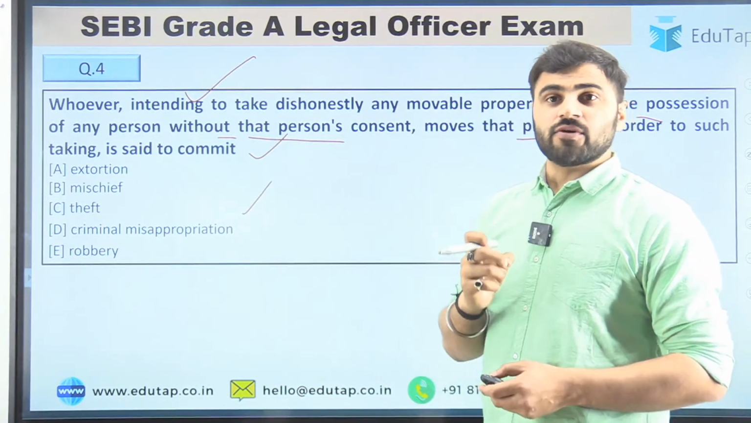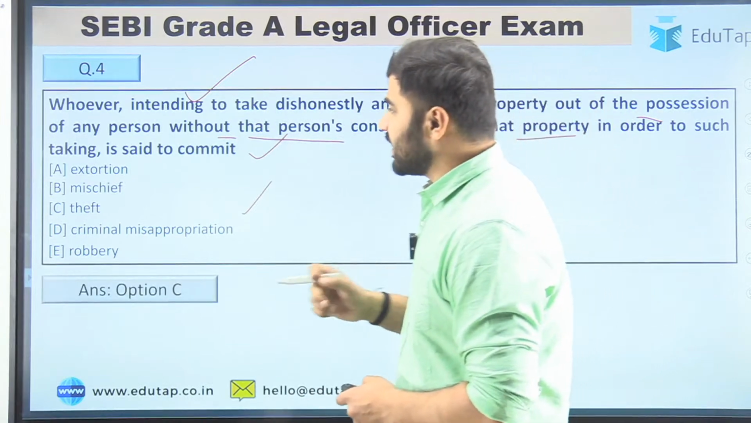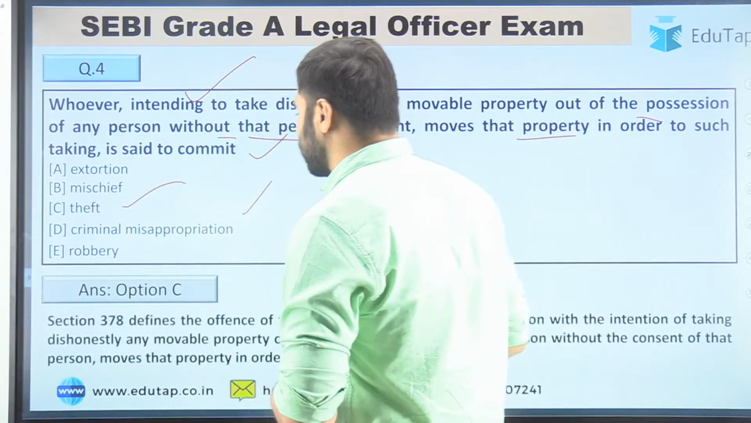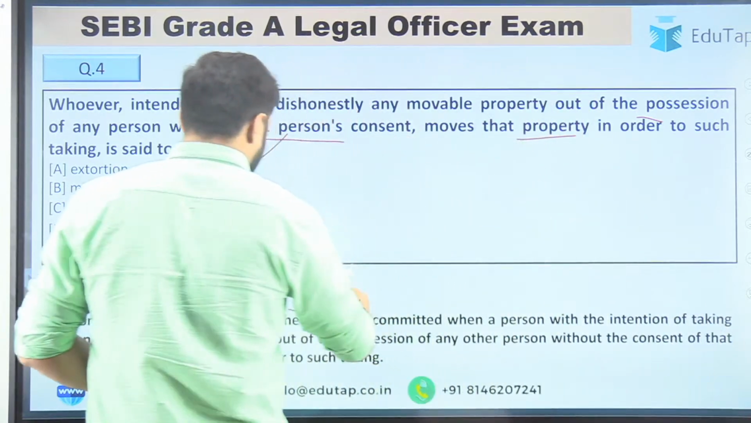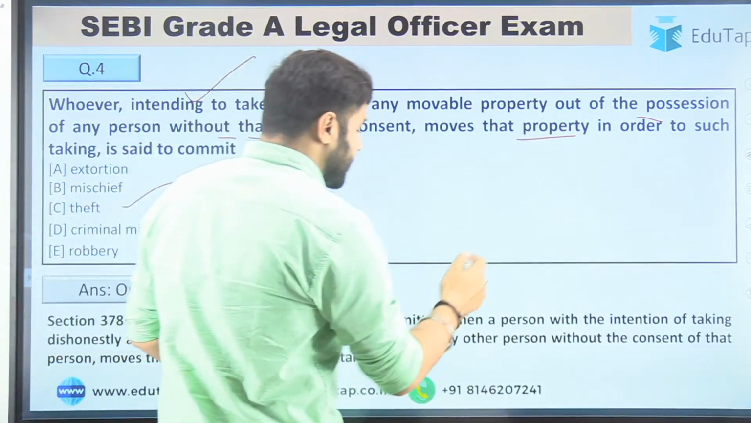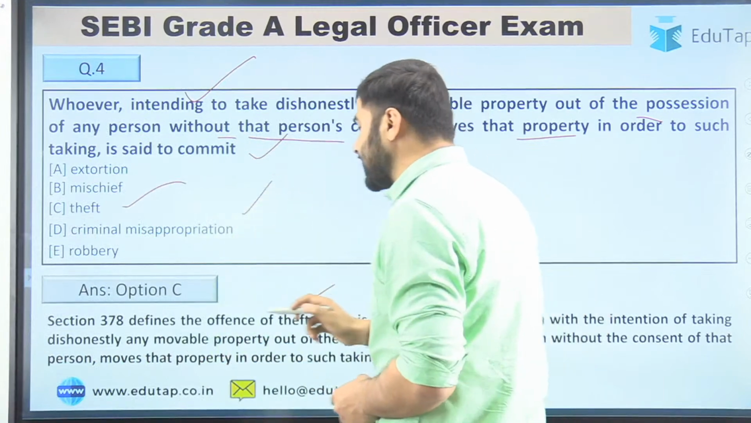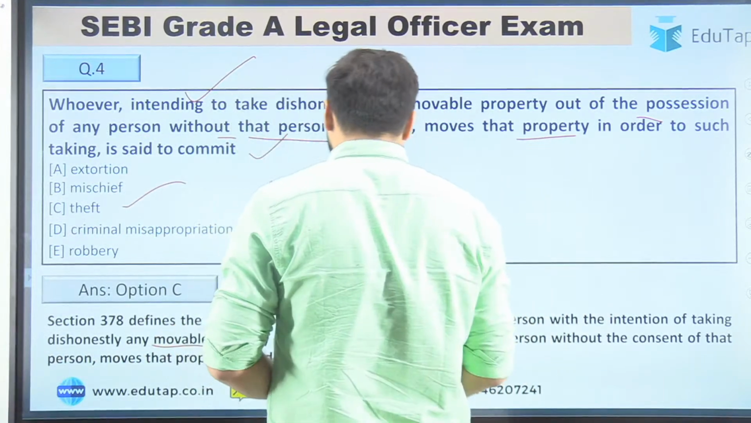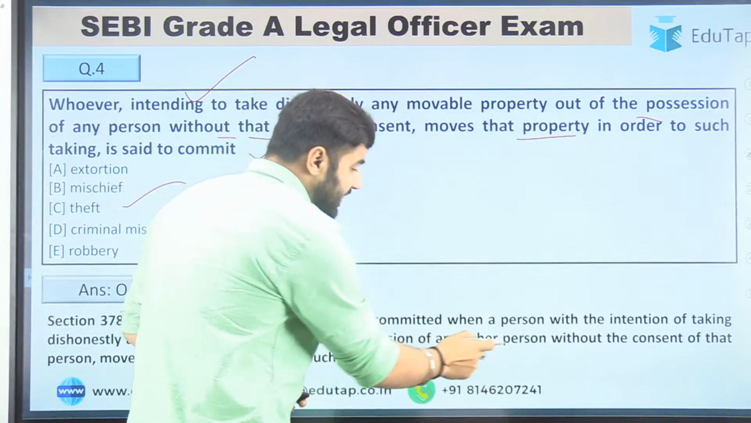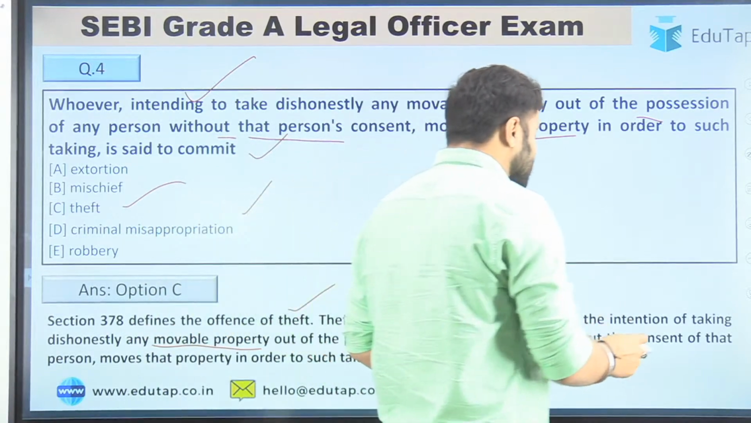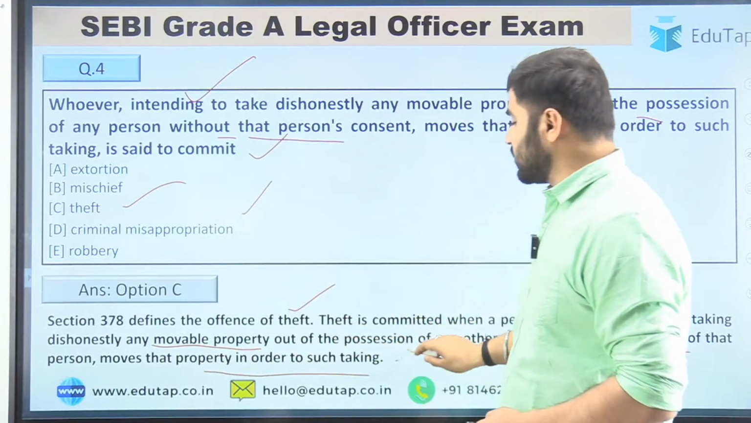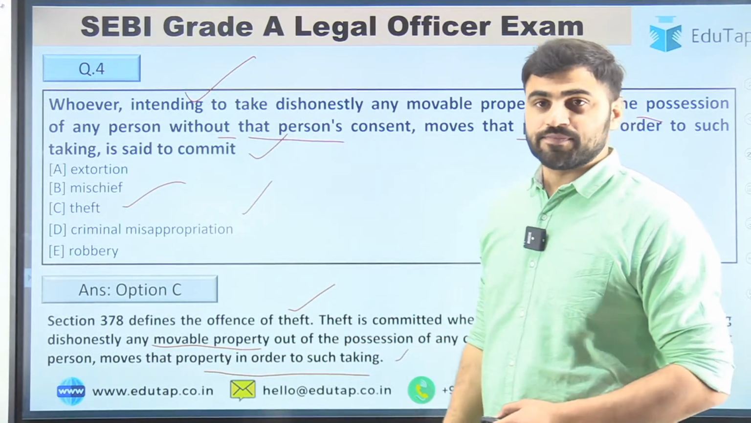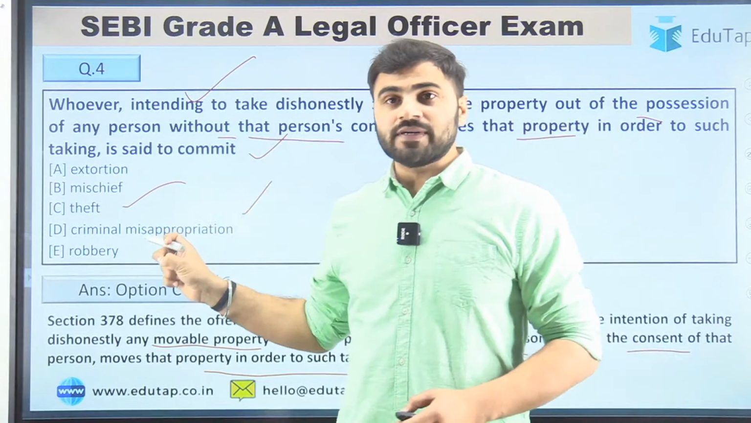So the right answer for question number 4th is option number C, that is theft, right? So guys, if you read section 378 of the Indian Penal Code, it defines the offense of theft. Theft is committed when a person with the intention of taking dishonestly any movable property out of the possession of any other person without the consent of that person moves that property in order to such a taking, right? So the right answer is option number C, that is theft.